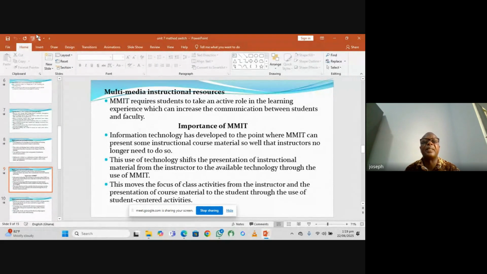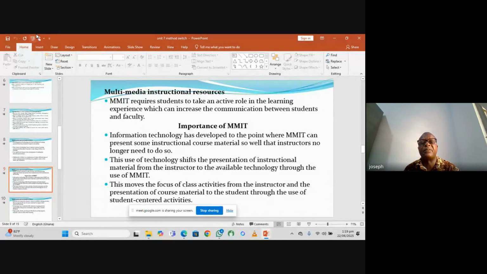What are some of the importance of these multimedia instructional resources? Information technology has developed to the point where multimedia instructional technology can present some instructional course materials so well that instructors no longer need to do those things. The multimedia will help you to get clarity about some of this information and these diagrams and what have you. The use of technology shifts the presentation of instructional material from the instructor to the available technology through the use of these multimedia instructional technologies.